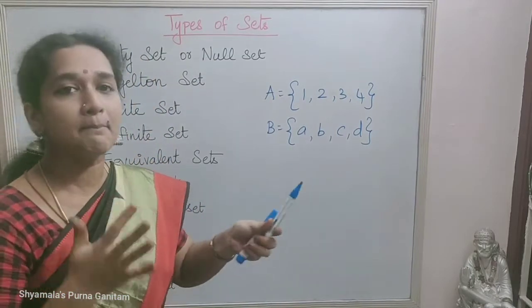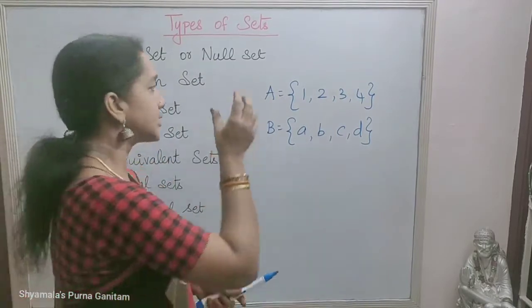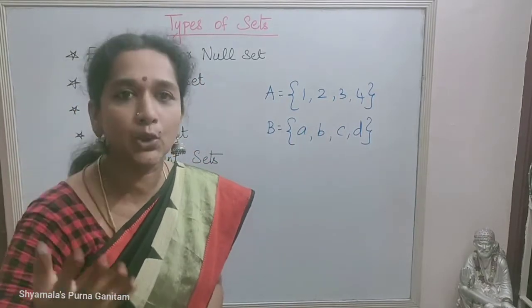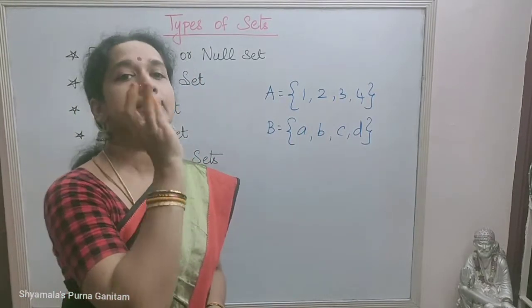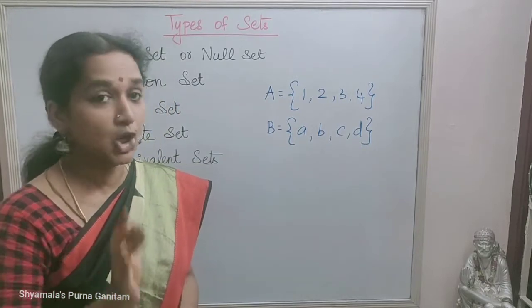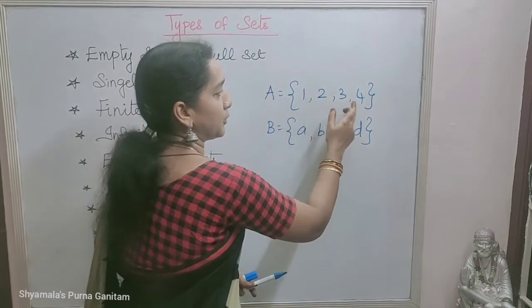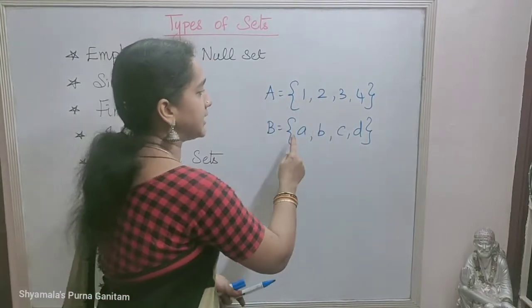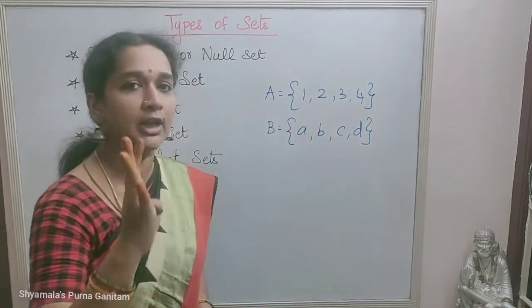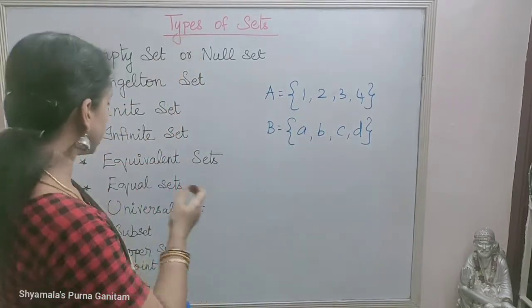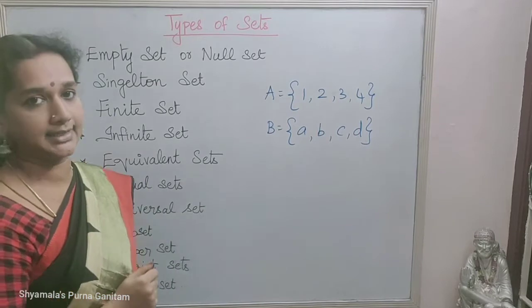This is a comparison of two finite sets. In set A and set B, or any two sets, if you have the same number of elements, not the same elements, but the same number of elements, then they are equivalent. 1, 2, 3, 4: here you have 4 elements. Here in a, b, c, d, 4 elements are there. So if you have the same number of elements, that is called equivalent sets.